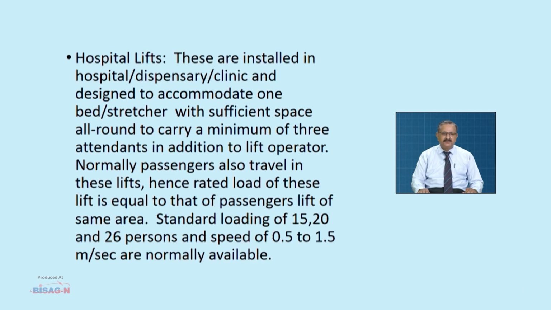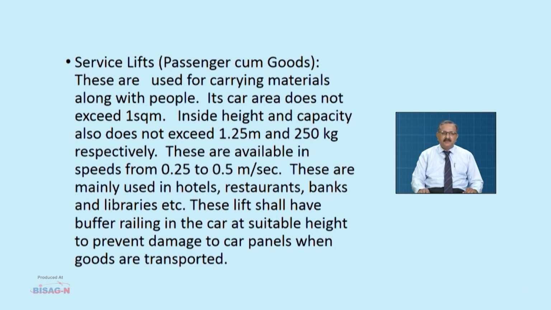Third one, hospital lifts. These are installed in hospital, dispensary, clinic and designed to accommodate one bed oblique structure with sufficient space all around to carry a minimum of 3 attendants in addition to lift operator. Normally passengers also travel in these lifts, hence rated load of this lift is equal to that of passenger lift of the same area. Standard loading of 15, 20 and 26 passengers and speed of 0.5 to 1.5 meter per second are normally available.